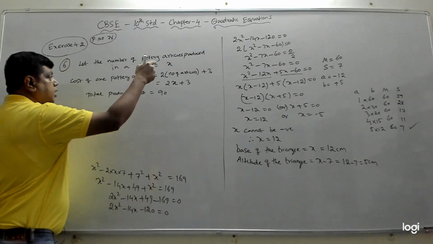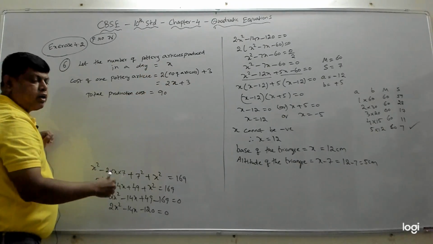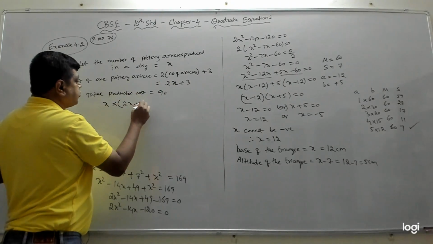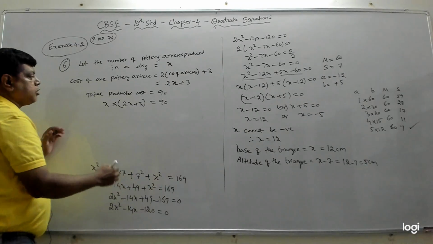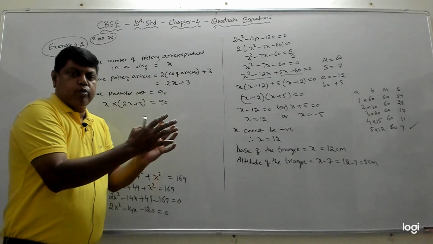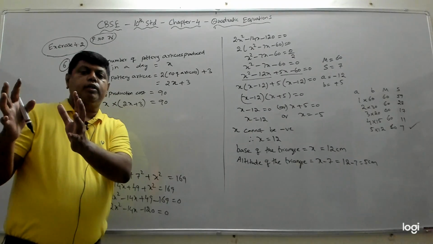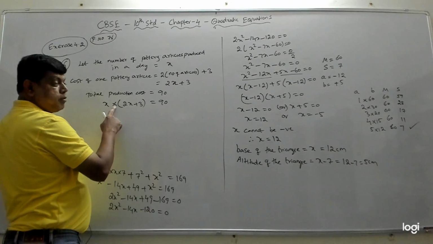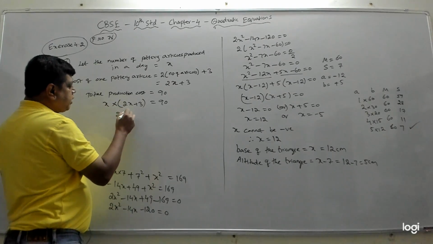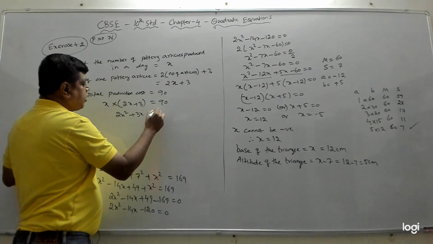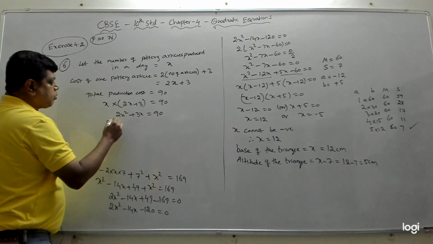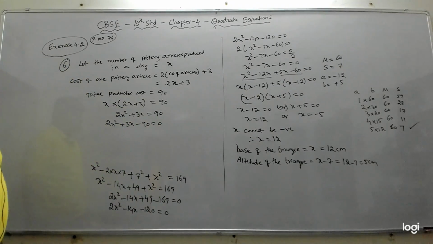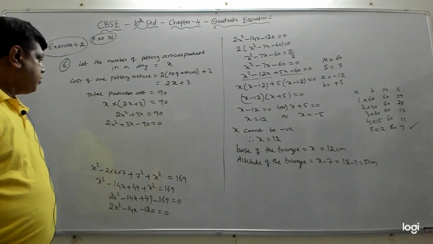Total production cost is number of articles into cost of each article. Number of articles is X into cost of each article, that is 2X plus 3. That will give you 90. The total cost is nothing but how many you produce into the cost of one article. That will give you the total cost, which is given as 90. So now multiply: X into 2X is 2X square, X into 3 is 3X, equal to 90. Now bring this 90 here. You get 2X square plus 3X minus 90 equal to 0.